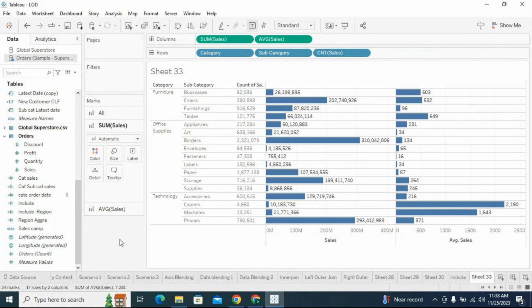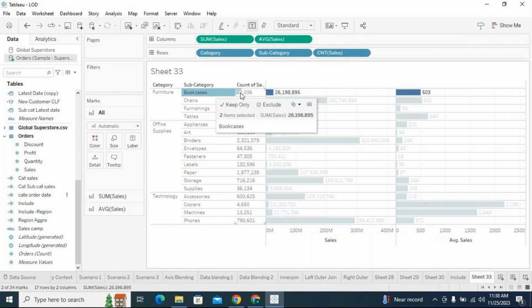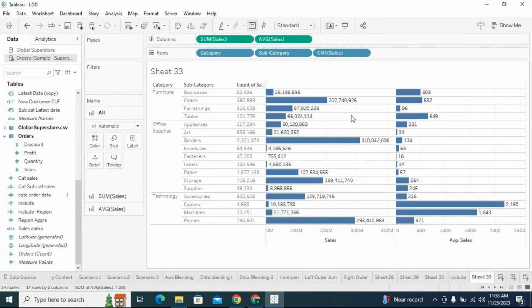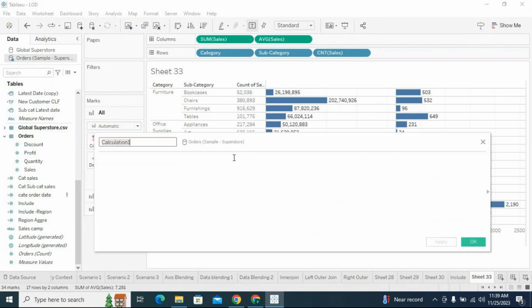What I asked for is to identify average customer sales for each subcategory. This is the sale amount of various customers' orders. I want to include the customers' average sale amount in each subcategory. To calculate that, first we have to write include customer. Okay, let me write the LOD.